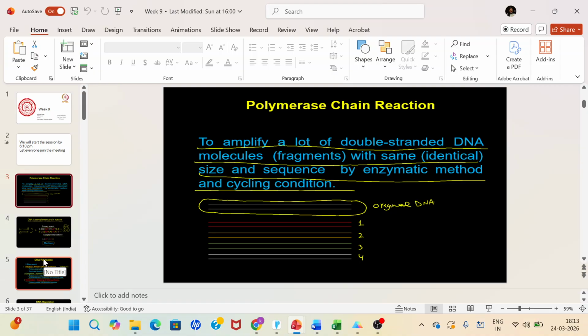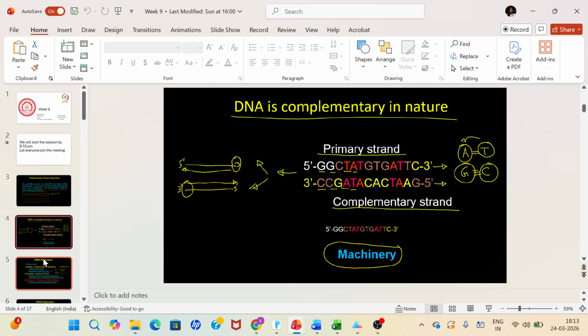So to amplify a lot of double stranded DNA molecule fragments with the same identical size and sequence by an enzymatic method and cycling conditions is called what? Polymerase chain reaction. Because here the enzyme is also involved, and the cyclic reaction is going on. So this is a polymerase chain reaction.